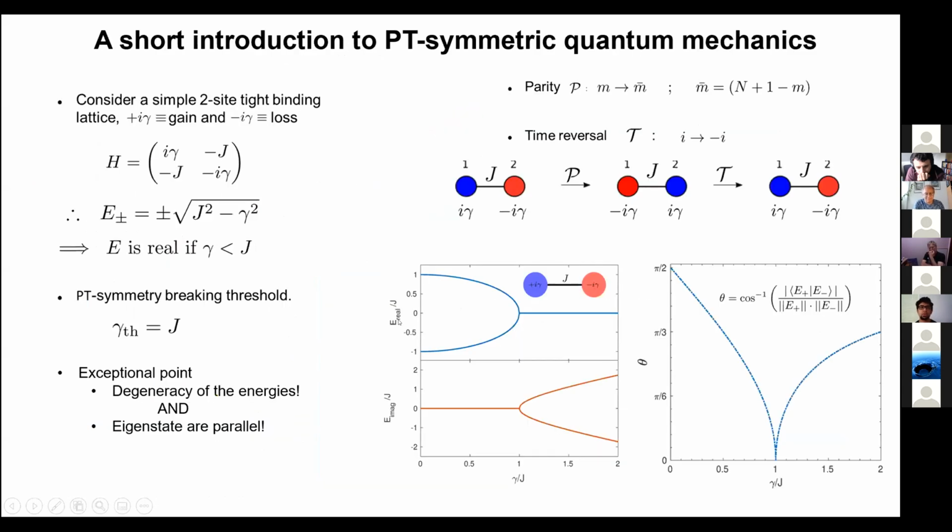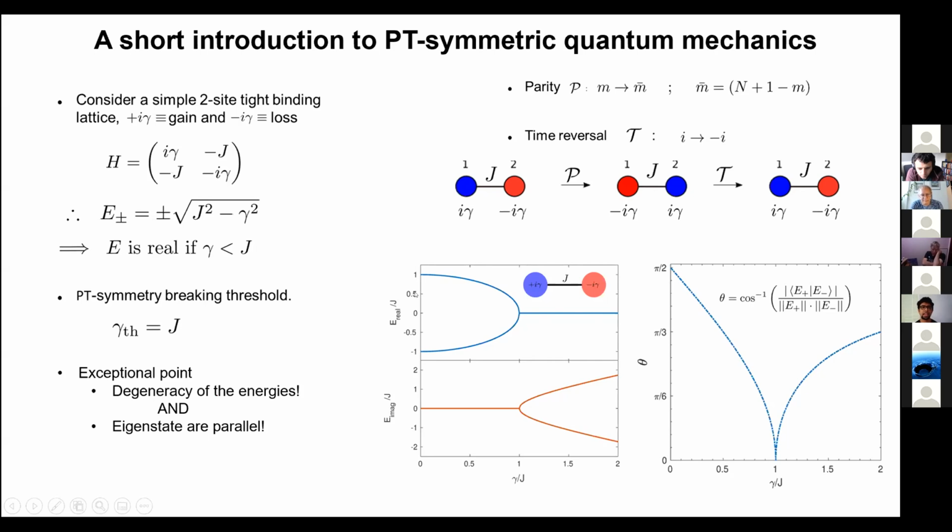Let me just dive into a very short introduction. I know this slide is not required, but it is just for completeness' sake. I want to talk about PT symmetry. The simplest model you can think of is the dimer model, wherein you have a gain side and a loss side, represented by i gamma and minus i gamma, where gamma is the non-Hermiticity strength.